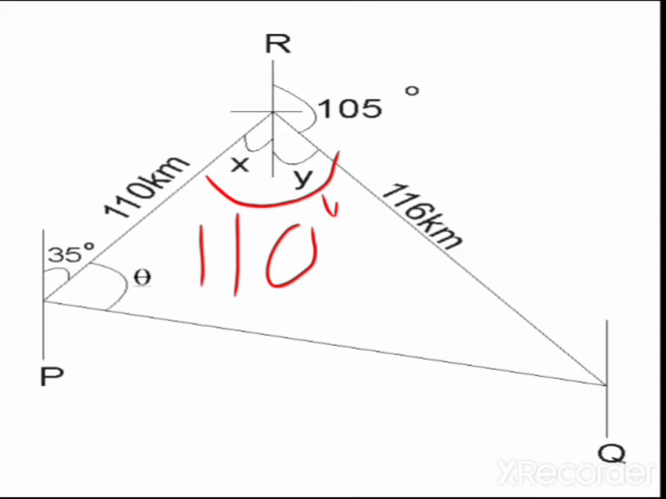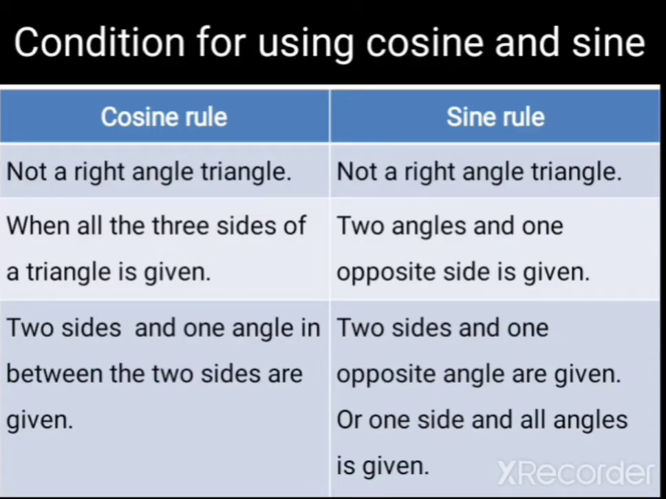Now let's look at the condition for using cosine rule and sine rule. Let us look at cosine rule first. For cosine rule, the necessary condition is that the triangle must not be a right angle triangle. Ensure that your triangle is not a right angle triangle, because if it's a right angle triangle, you can't use cosine rule.